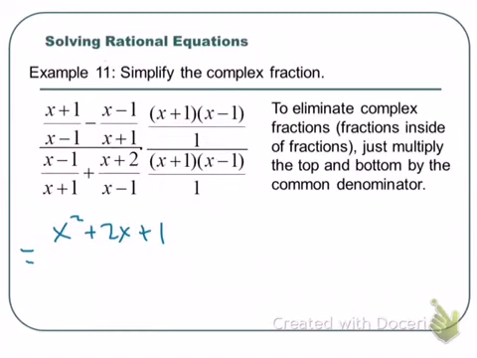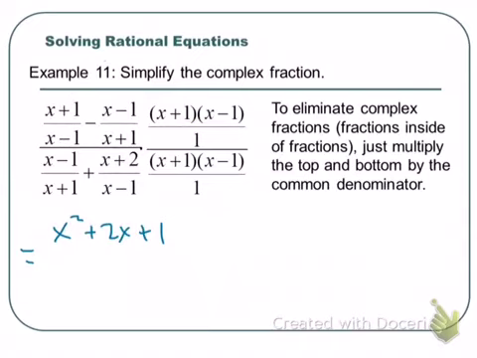Okay? Just to make sure you're clear with that, when I multiply this term by this, the x minus 1s cancel, and I'm left multiplying x plus 1 times x plus 1, which is x squared plus 1x plus 1x plus 1. That's x squared plus 2x plus 1. Okay? Good? So that term is fixed, so to speak, because it's no longer a fraction.